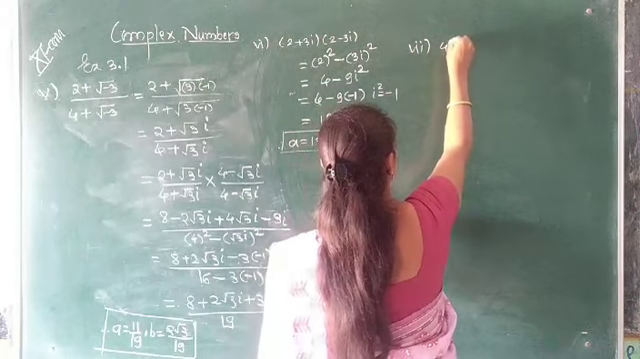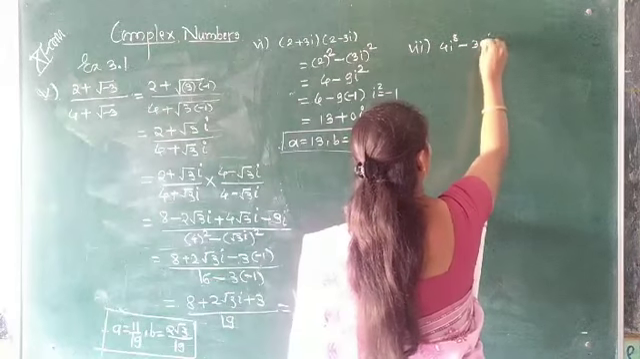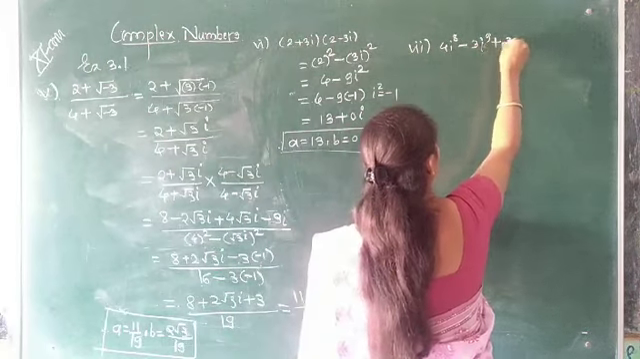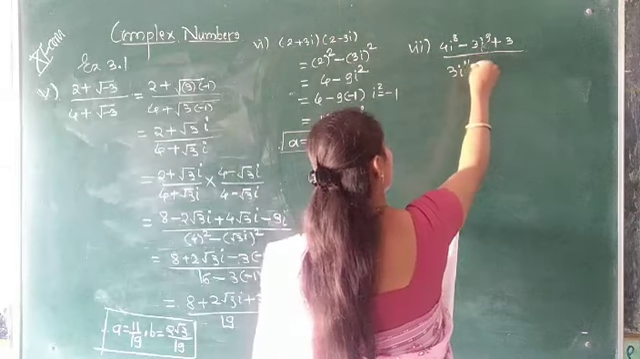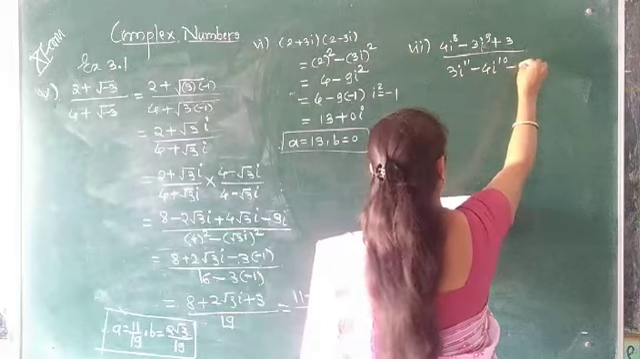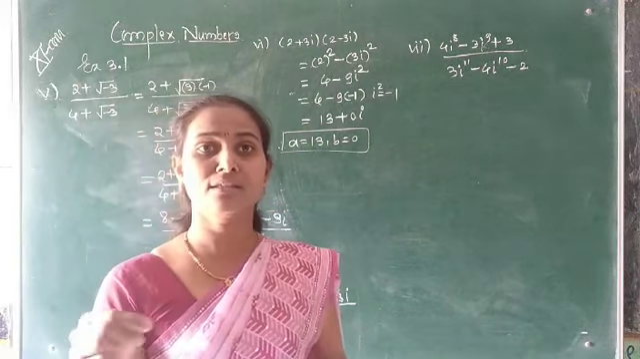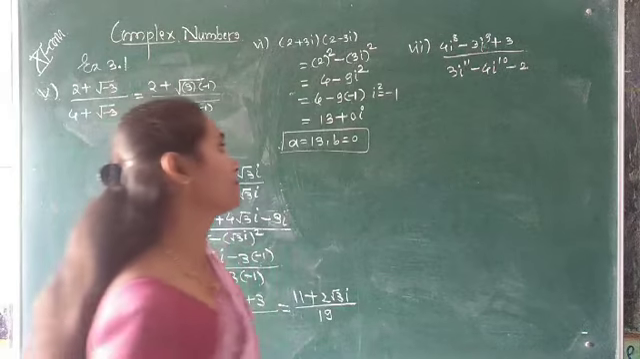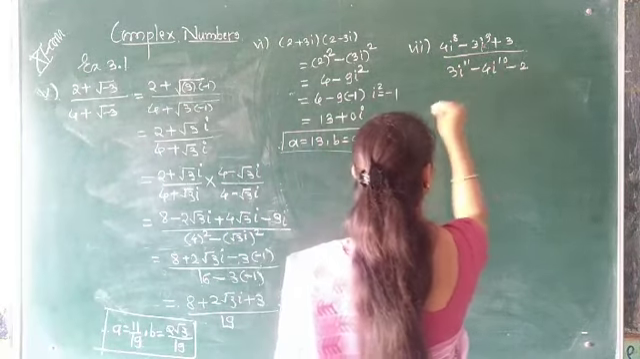4i^8 minus 3i^9 plus 3, divided by 3i^11 minus 4i^10 minus 2. So first you have to write this in the form of a plus ib, then we simplify this. So first we find the powers of i raised to 8, 9, 11 and 10.